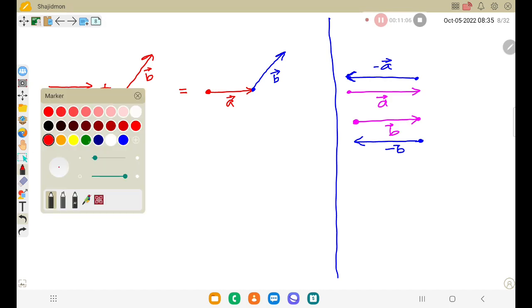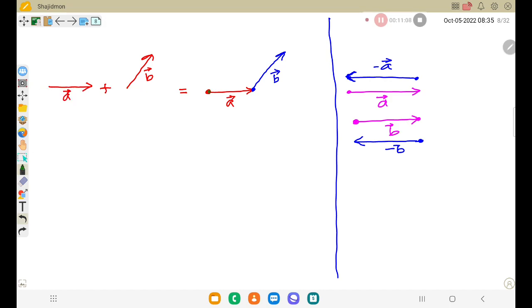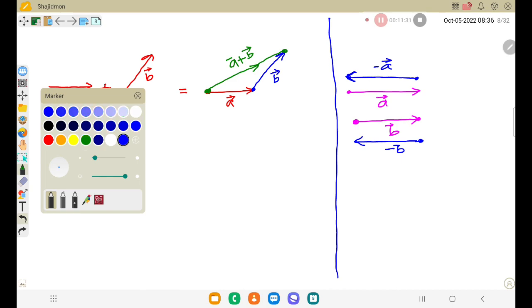Now how to add these two vectors? Just start from the initial point here and the terminal point here, and draw a line joining these two points. This vector we call, geometrically, the A plus B vector. So how to add two vectors geometrically? You can see the starting point here, the initial point, and the terminal point, joining as a vector. That is the A plus B vector. I hope you understood.